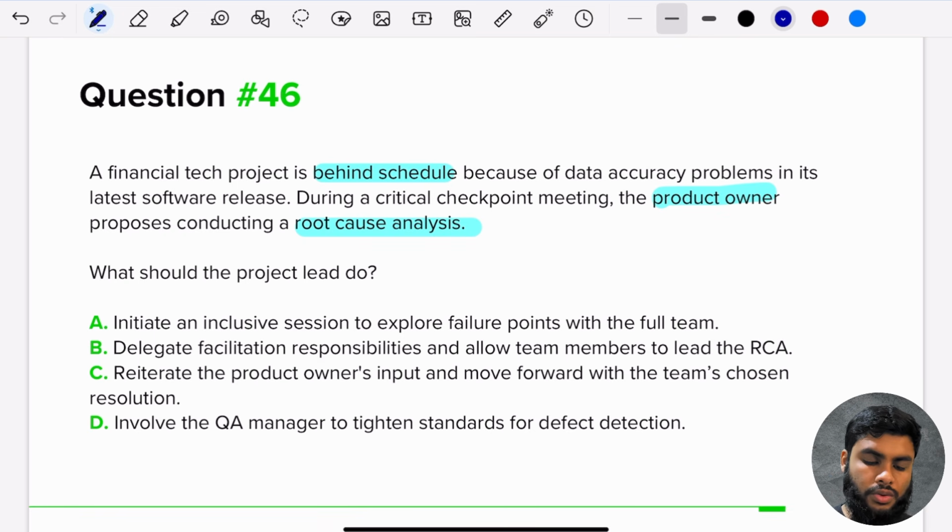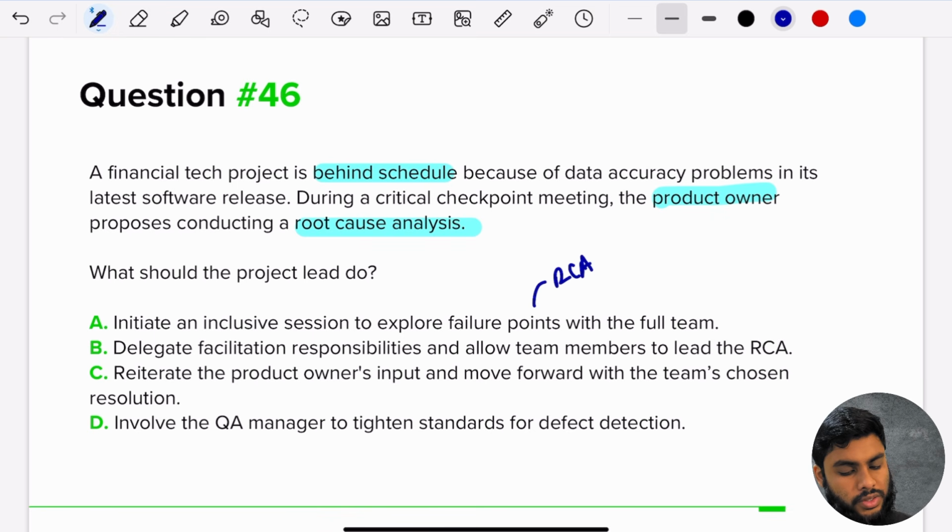All right, but what are we doing about the root cause analysis suggested? Right? You want to use the information in the question. B, delegate the facilitation responsibilities and allow teams to lead the RCA. All right, I like that. You're giving your team independence. You are pushing them to take initiative, and you're using the RCA. C, reiterate the product owner's input and move forward with the team's chosen resolution. Yes, great. But I'm not sure in C, are we using the RCA? I don't think so.